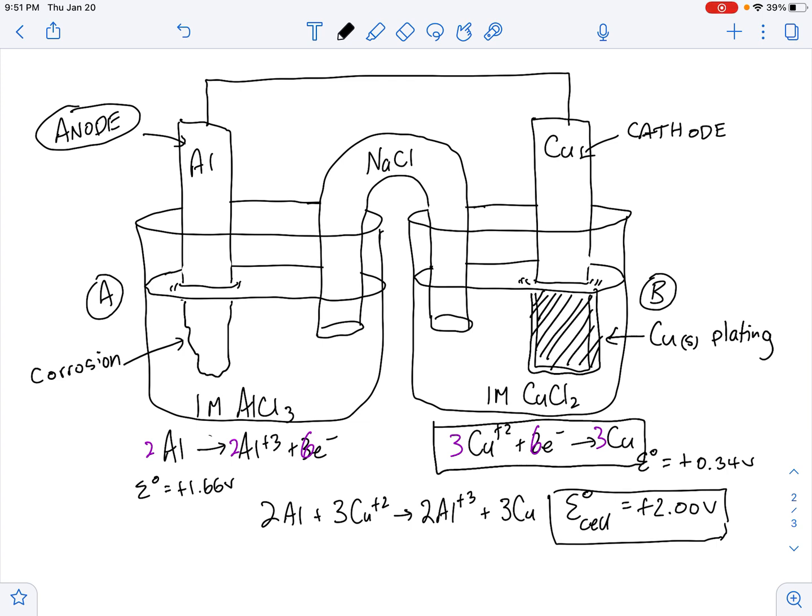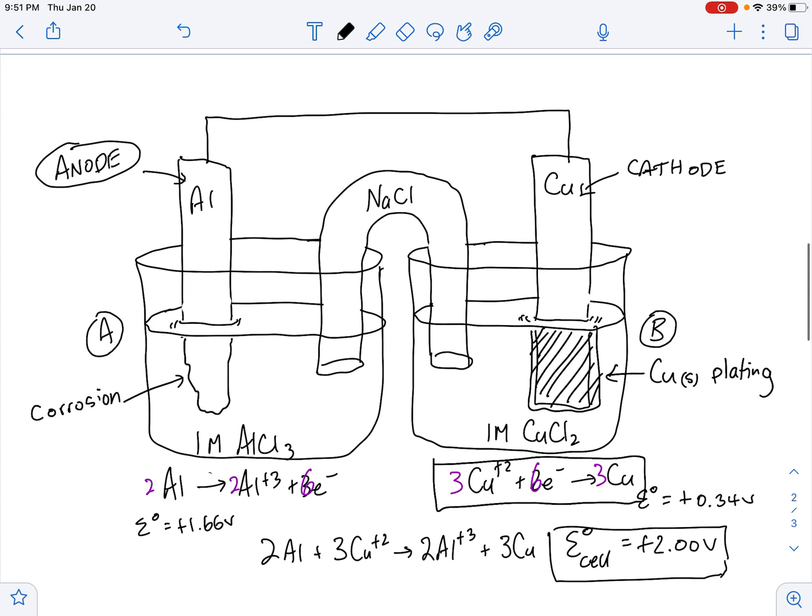Okay, and so that's what you would physically see. Now, what about all the movements of things? Where are electrons going? Where are the anions going? Where are the cations going? So electrons, let's talk about electrons first of all.